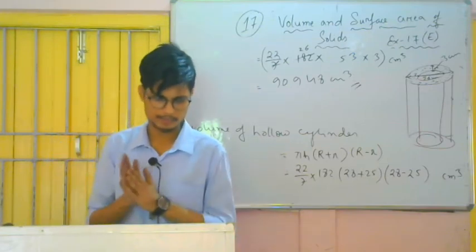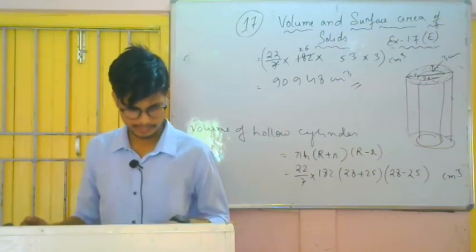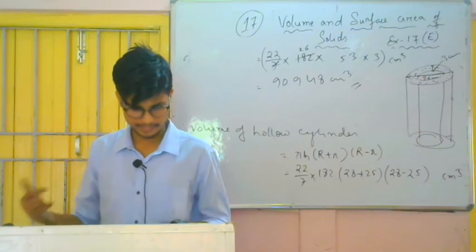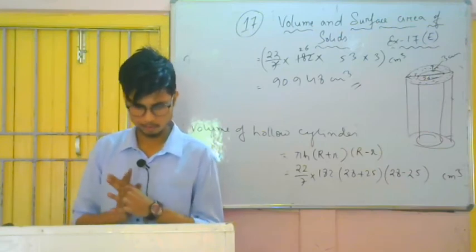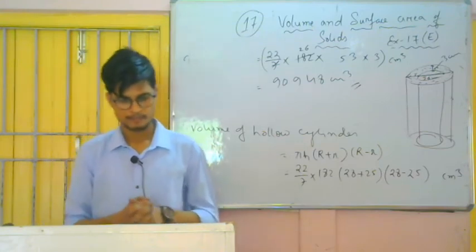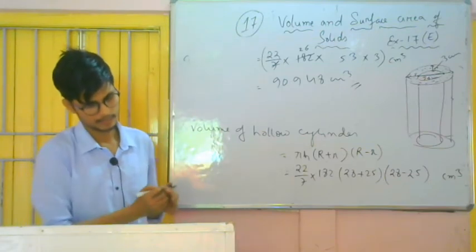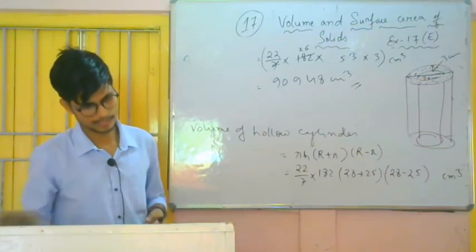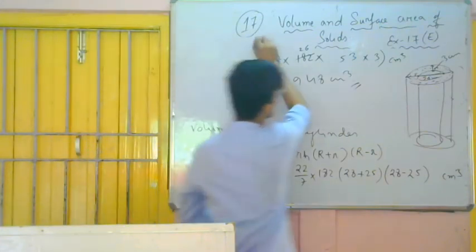Question number 10, it is given a well 14 meter inside diameter is dug, 15 meter depth it is given, earth taken out is spread all around to a width of 7 meter to form an embankment. Find the height of the embankment. So you see the question is given like this: a well of 14 meter inside diameter. So the diameter of the inside, it is given 14 meter.